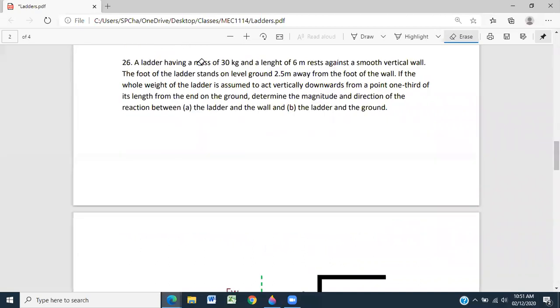A ladder having a mass of 30 kgs and a length of 6 meters rests against a smooth vertical wall. So once again, smooth vertical wall. The foot of the ladder stands on level ground 2.5 meters away from the foot of the wall. If the whole weight of the ladder is assumed to act vertically downwards from a point 1/3 of its length from the end on the ground, determine the magnitude and direction of the reaction between the ladder and the wall and the ladder and the ground.